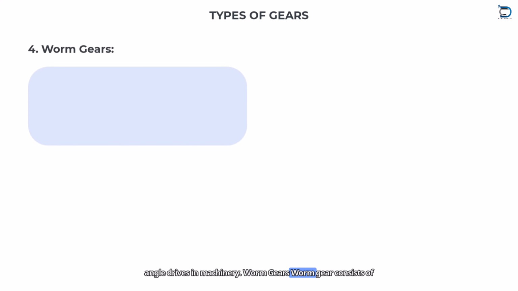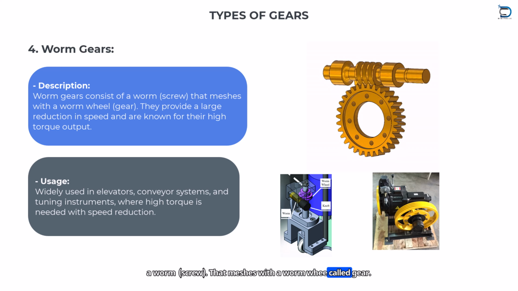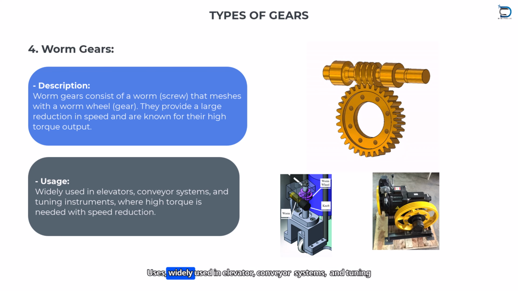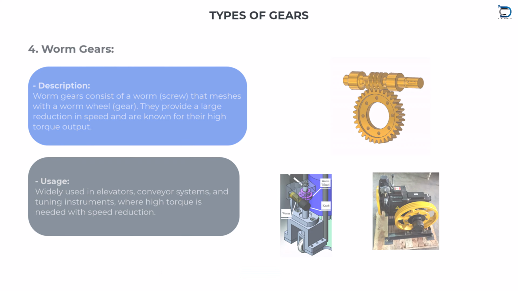Worm gears. A worm gear consists of a worm, a screw, that meshes with a worm wheel called a gear. They provide a large reduction in speed and are known for their high torque output. Uses: widely used in elevators, conveyor systems, and turning systems where high torque is needed with speed reduction.